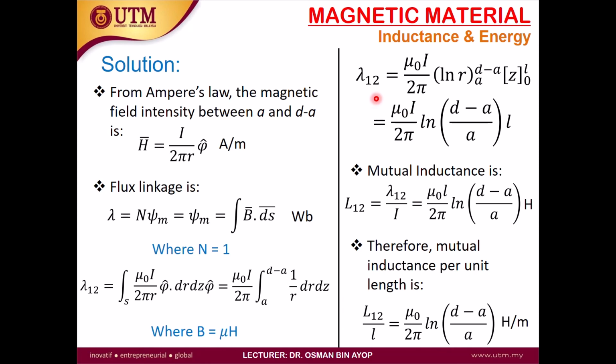So lambda 12, when you solve this, equals mu naught I divided by 2 pi ln (d minus A) divided by A, times l. So the mutual inductance is L12 equal to lambda 12 divided by I, equal to mu naught l divided by 2 pi ln (d minus A) over A, Henry. Therefore, the mutual inductance per unit length is L12 over l equal to mu naught over 2 pi ln (d minus A) over A, Henry per meter. Sometimes the label is L, sometimes the label is M. It depends on the question.